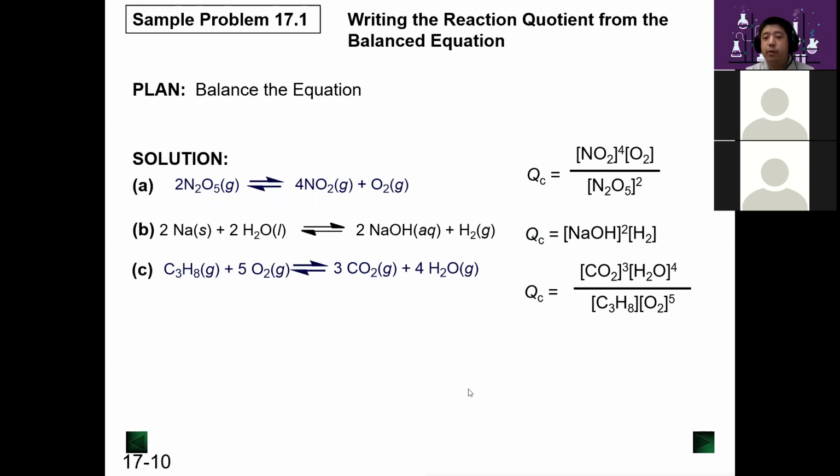So out of curiosity, how many of you did not balance the equation? Okay. So once again, you always want to balance the equation. Once you are done balancing the equation, you can then go ahead and put in your coefficients as your exponents. Anyone have any questions on how this is set up?